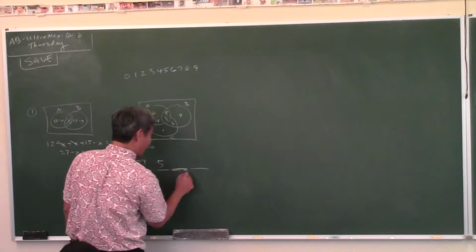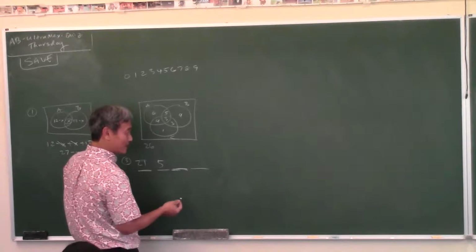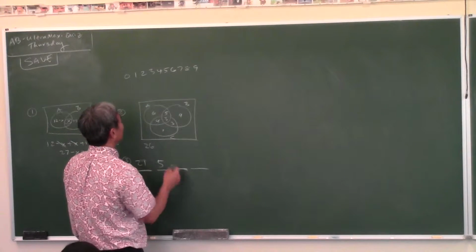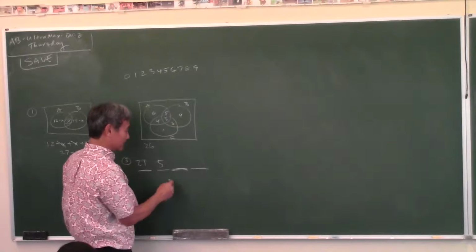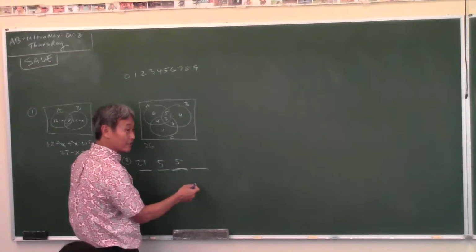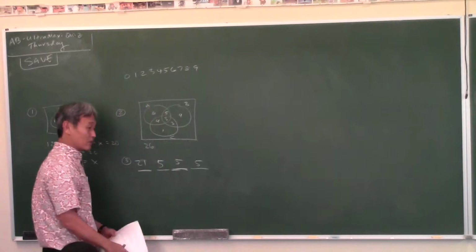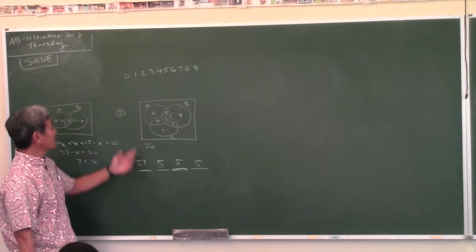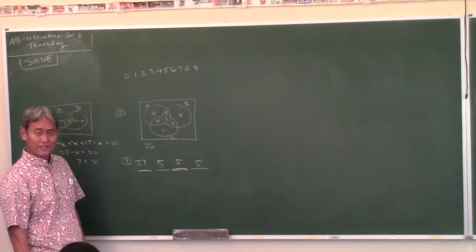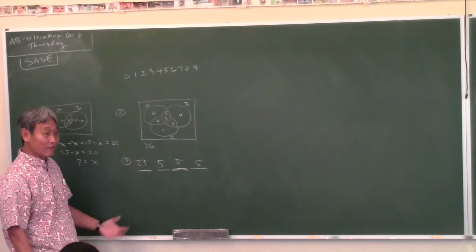Anyway, here's an odd digit. How many choices do you have for an odd digit? Count how many of these are odd. 5. Okay, even digit, 5. Now here's a question that came up. What about 0? Is 0 an even digit? Yes, 0 is even.